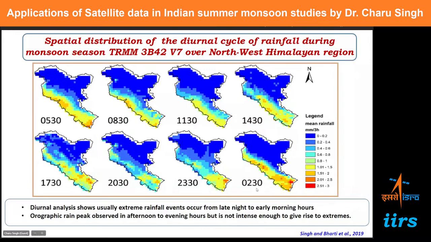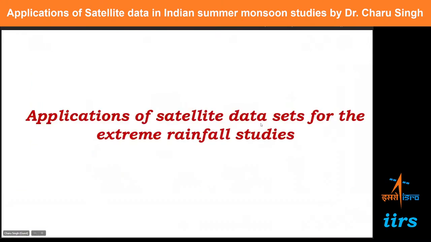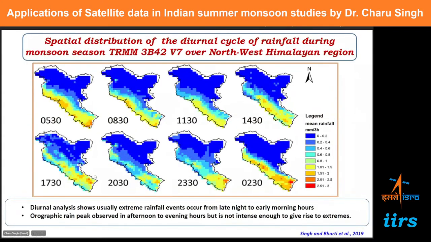So 5:30 and 2:30 are the time periods where we receive a high amount of rainfall in the northwestern Himalayan region. We also see other peaks, during the afternoon around 2:30 as well as 5:30 in the evening. But if we compare these with the early morning and late night peaks, the amount of rainfall is less here. So we call these the secondary peaks, the 2:30 p.m. and the 5:30 p.m., whereas the early morning peaks, the 5:30 and the 2:30, are intense enough.